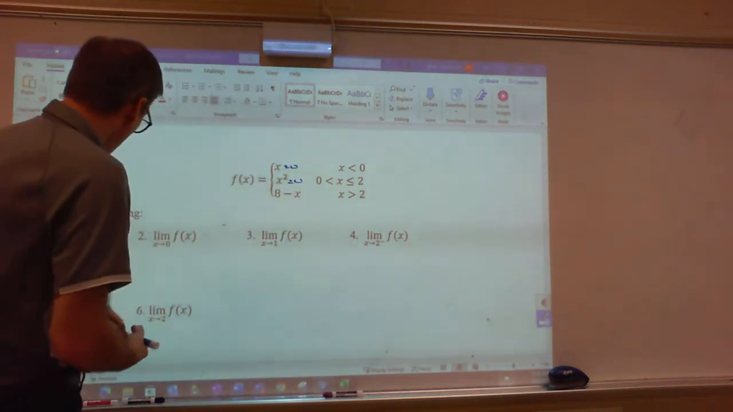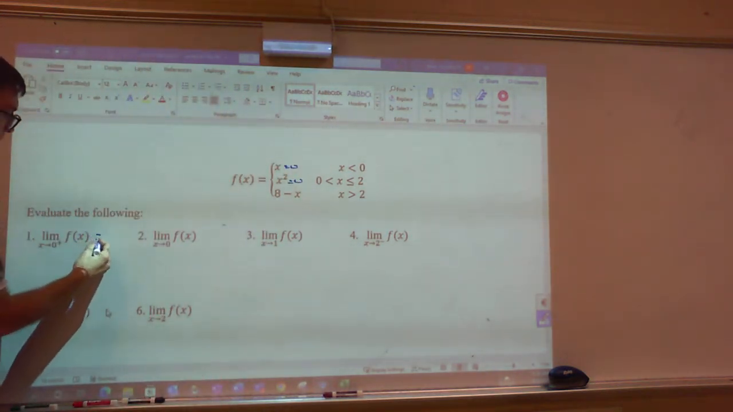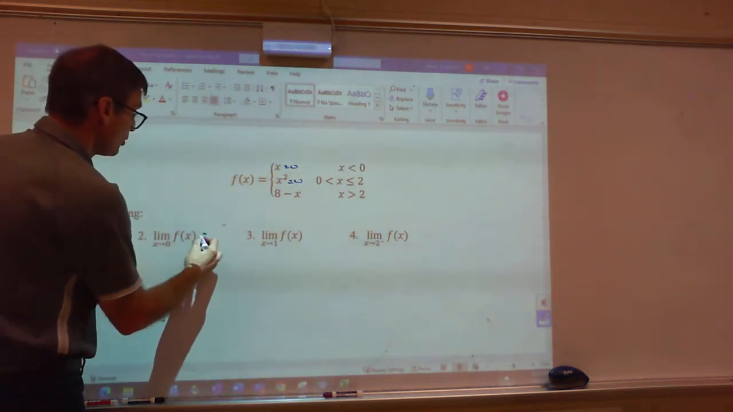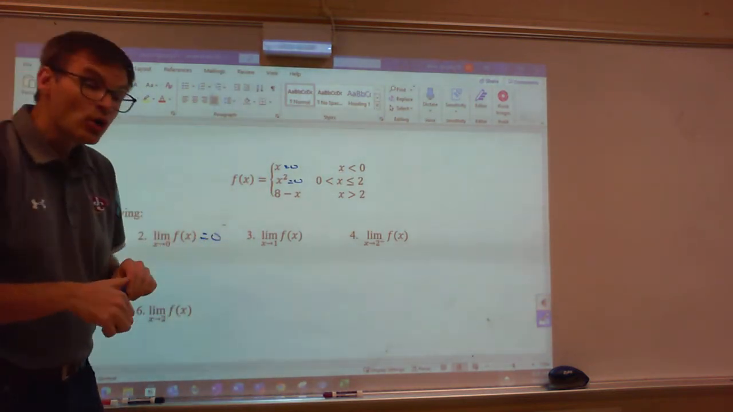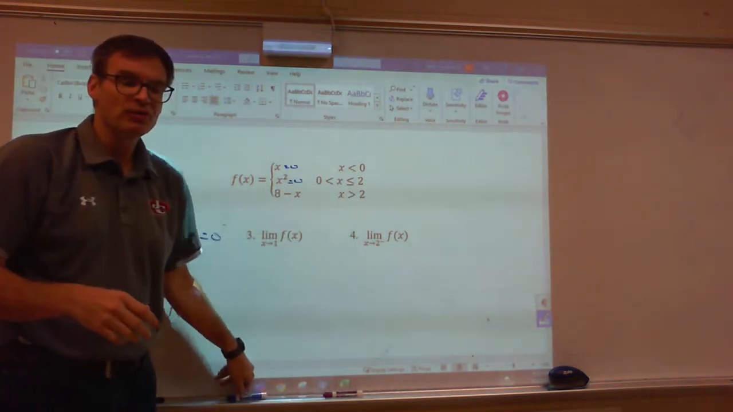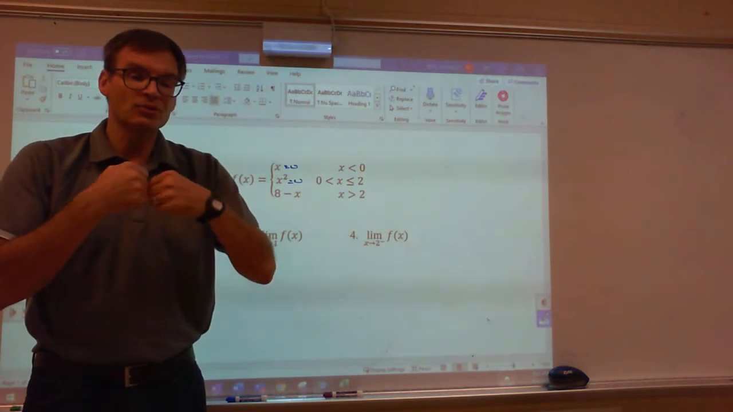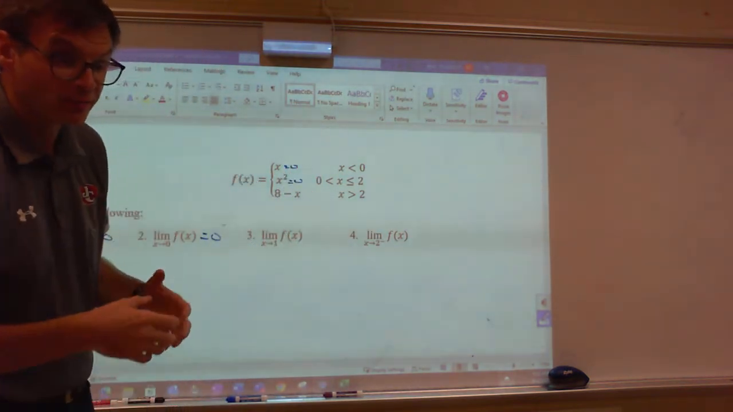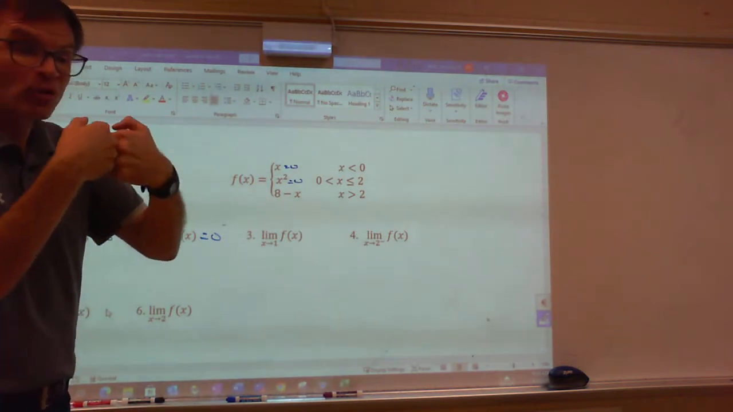So this is going to be 0 because it's going to the right. Since we're going to both to the same spot, this is also going to be 0. Notice neither of these are equal to. So if you were to graph this, when you get to x equals 0, there would be a hole, but limits don't care about holes. They just care about where are we both going to the same y value.